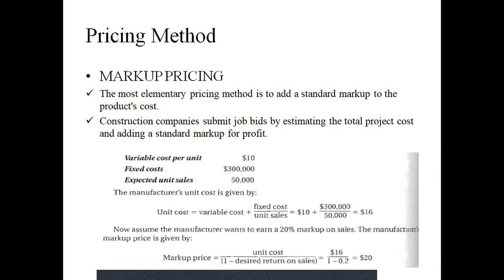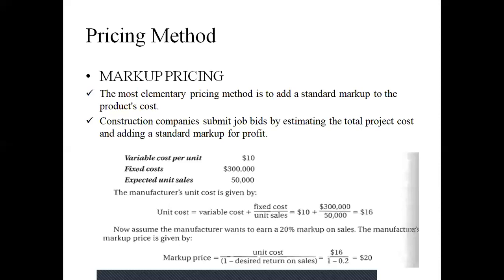So first of all, let's see the markup pricing method. It is the most elementary pricing method, which adds a standard markup to the producer's cost. This is the simplest and most intuitive method of setting a price. In this, the business simply adds up the total cost of producing an item and a standard markup for its profit, and makes that the price.